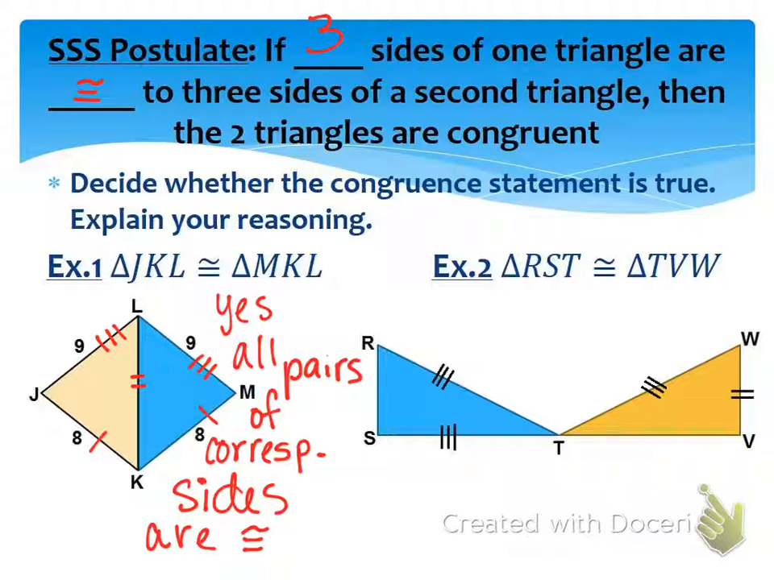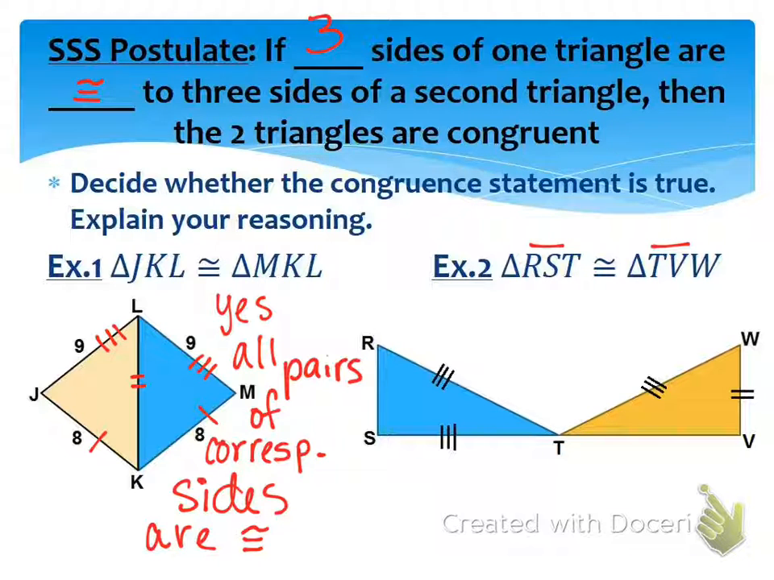Questions about example 1? All right, on example 2, let's go through the same process. If these two triangles are going to be congruent, then RS better be congruent to what? TV. Is RS congruent to TV? No, or at least we don't know, right? They didn't mark that for us. We don't know anything about RS or TV.